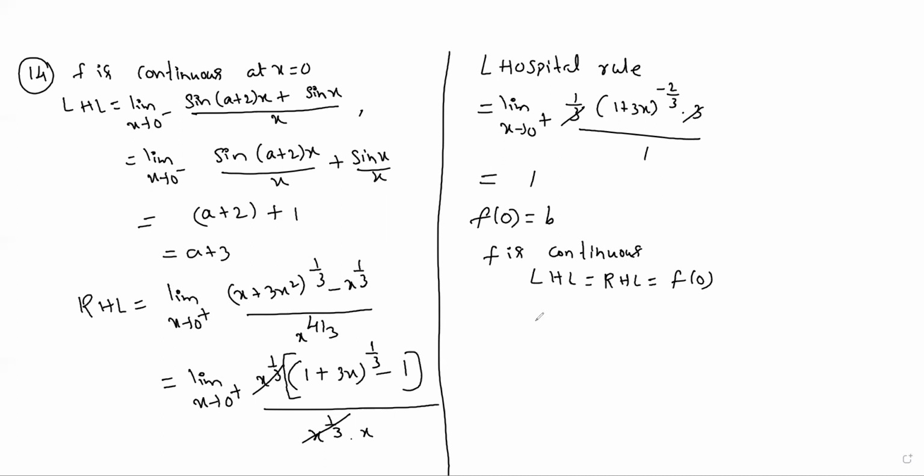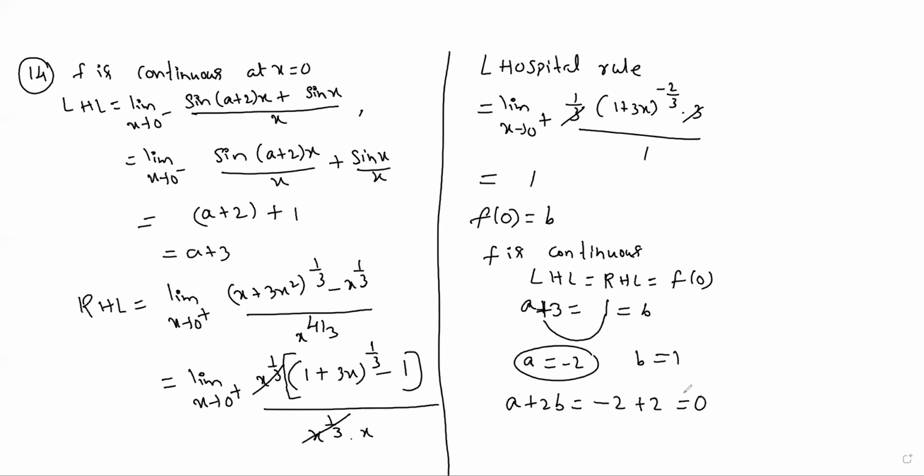Don't think it is lengthy, but it's a JEE model. It's very, very important. You can easily do it just by the formula. RHL is 1, F of 0 is B. If you compare these two, you get A value is minus 2, B value 1. They're asking which value? A plus 2B value. A is minus 2, B is 1, 2 into 1 is 2, plus 2 minus 2, 0. That is option C, the correct one.